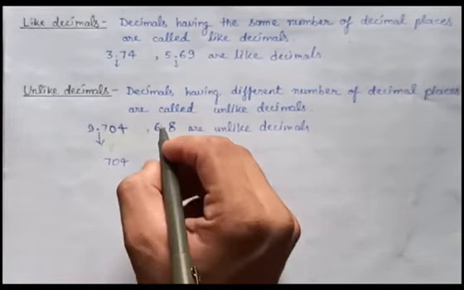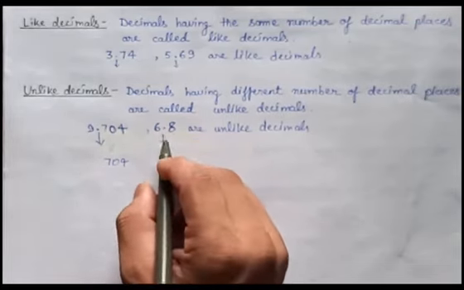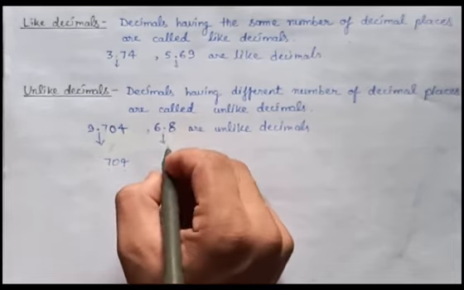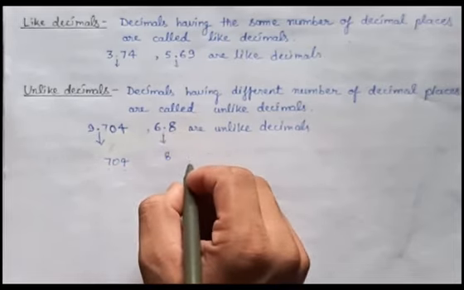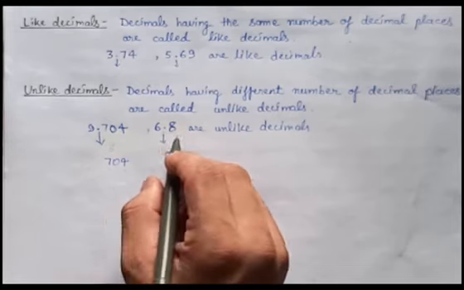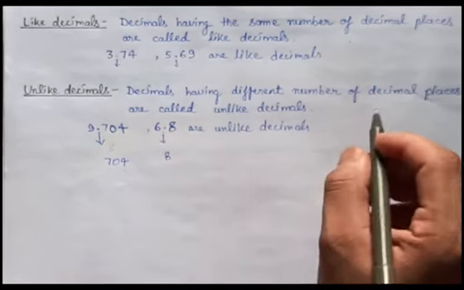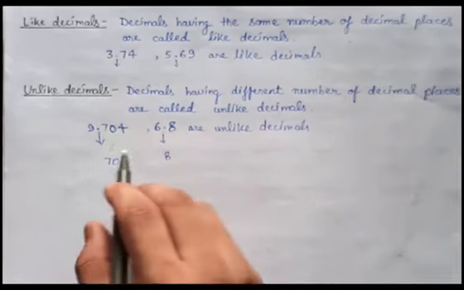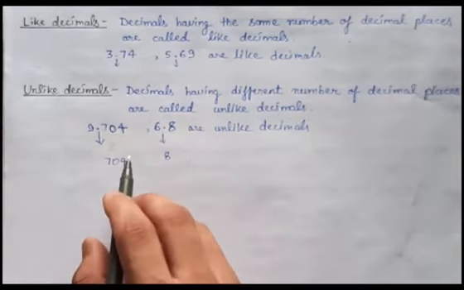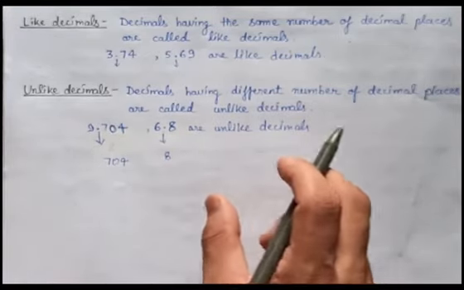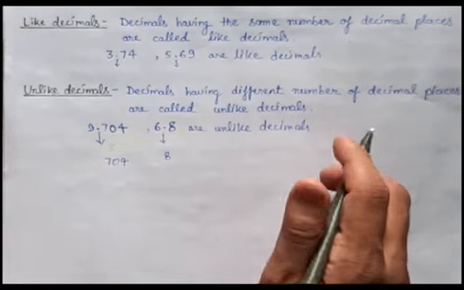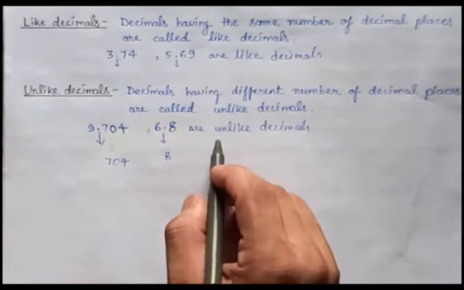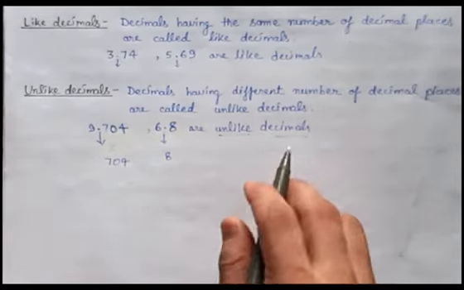And in this example 6.8, this is the decimal point, and the right side of the decimal point, that is 8, contains only 1 digit. So we can say 6.8 has only 1 decimal place. So you can see that these 2 decimals do not have the same number of decimal places. These have different numbers of decimal places. So these decimals are said to be unlike decimals.